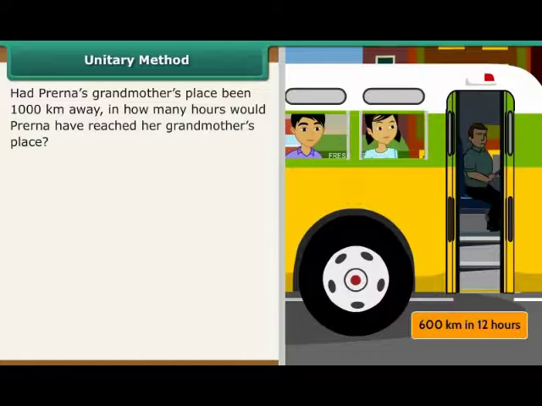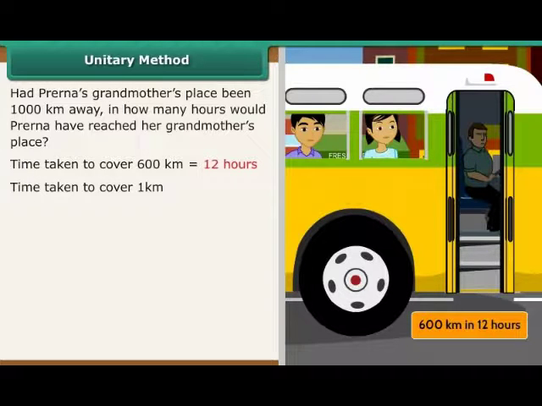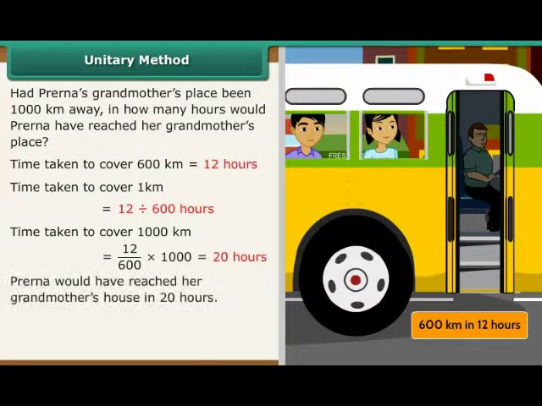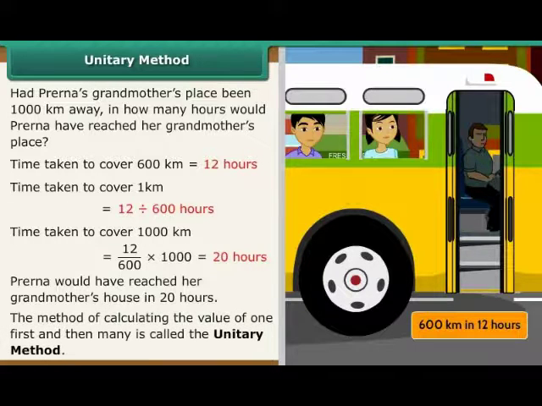Had Prerna's grandmother's place been 1,000 kilometers away, in how many hours would Prerna have reached her grandmother's place? Time taken to cover 600 kilometers is equal to 12 hours. Time taken to cover 1 kilometer is 12 divided by 600 hours. Time taken to cover 1,000 kilometers is equal to 12 upon 600 into 1,000, which equals 20 hours. Prerna would have reached her grandmother's house in 20 hours. The method of calculating the value of one first and then many is called the unitary method.